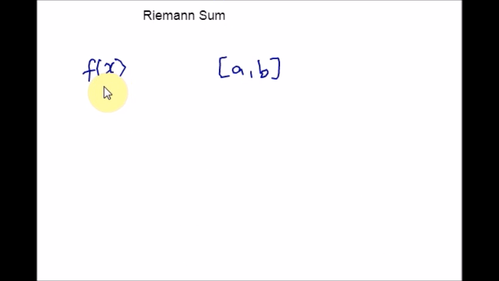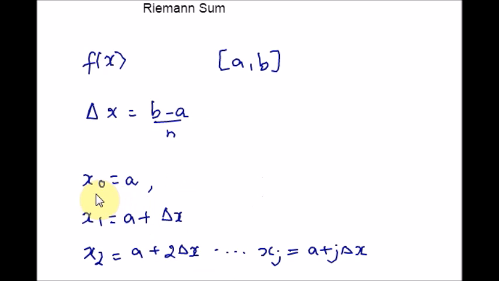Suppose the function f of x is defined on a closed interval [a, b], and let n be a positive integer. Now we can define delta x. Delta x is nothing but (b minus a) over n. Now let me define x0, x1, x2 and up to xn. You can take any variable. Let x0 be a, x1 be a plus delta x, x2 be a plus 2 delta x. And you can define in the same way. And let xj be a plus j delta x, where j is any integer from 0 to n. I may occasionally refer to the points xj as the partition points.